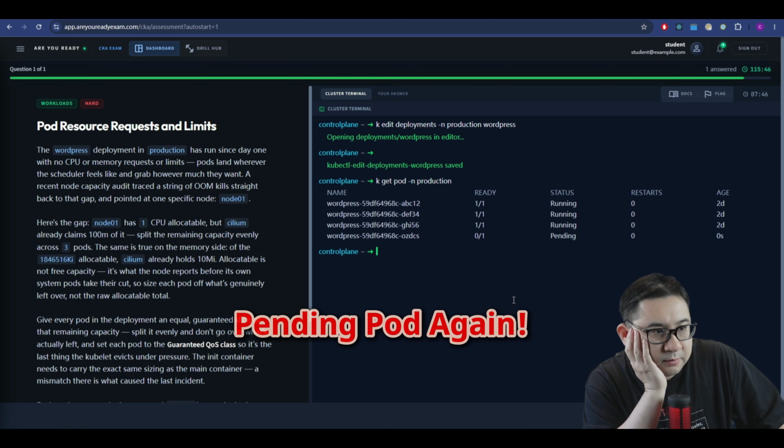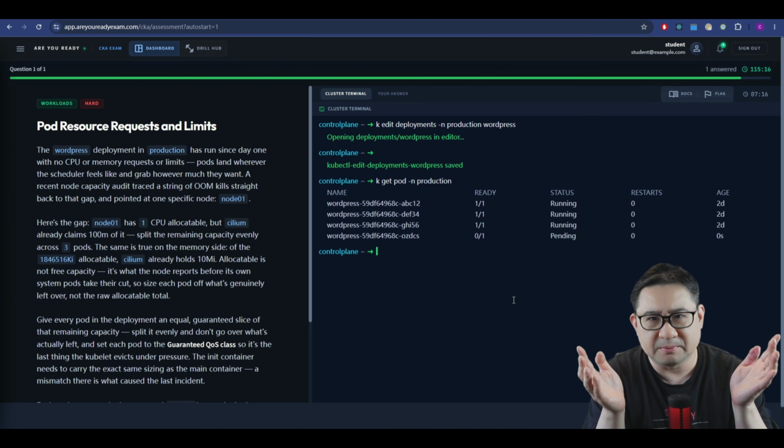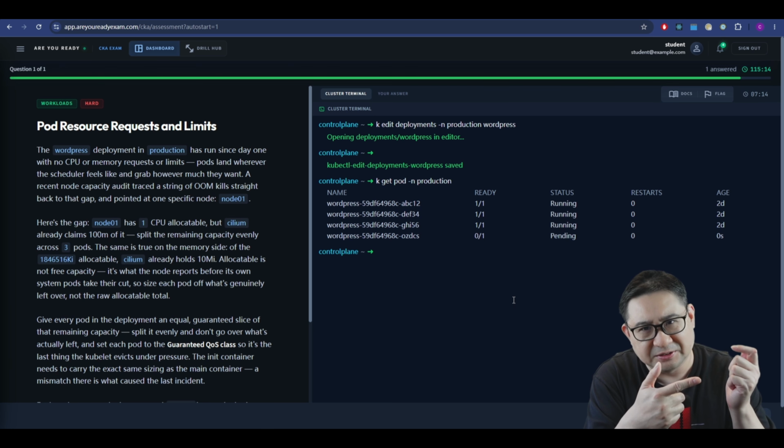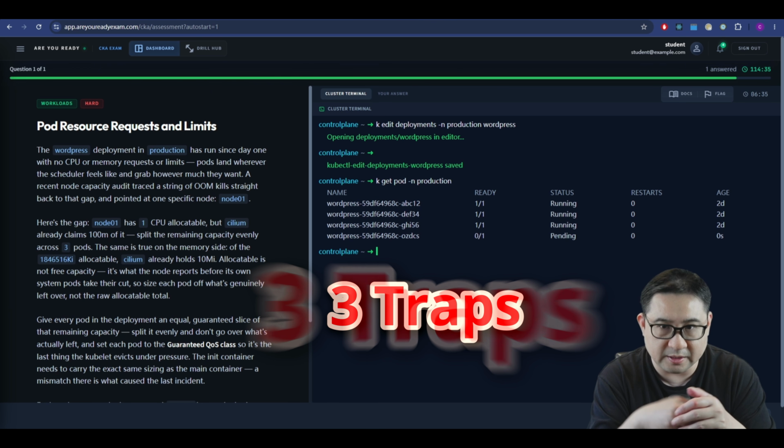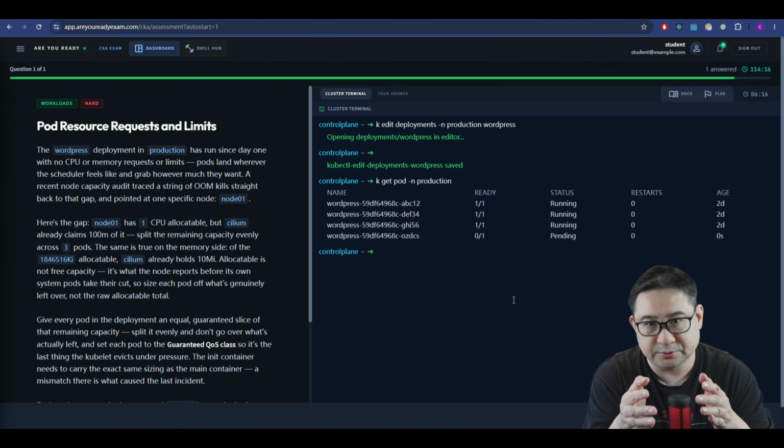Oh shoot, why do we have the pending part? We're probably going to fail this question, right? I think so. Well, when you're in the exam, you don't want to be that guy troubleshooting that pending part. There are 3 traps that you need to avoid during the exam. I'm going to help you solve those traps.